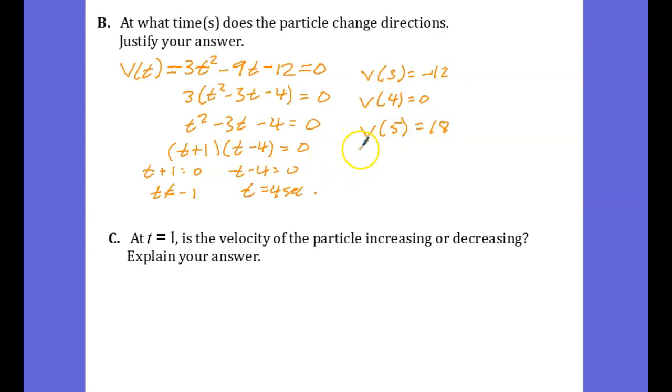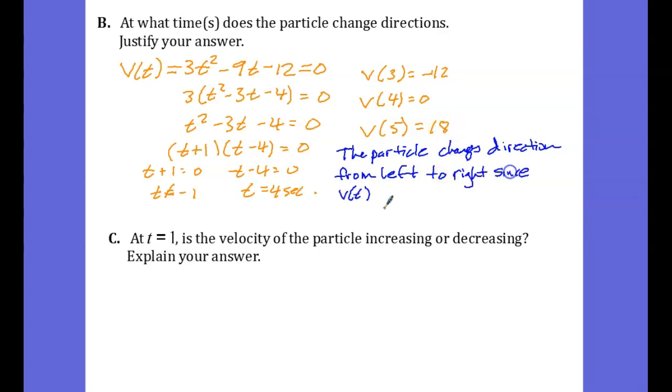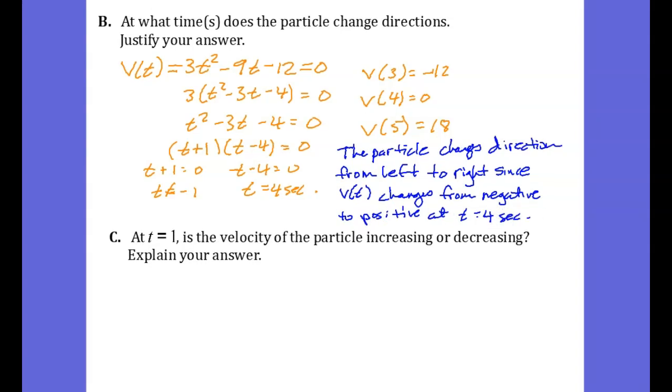So now I think we are ready to provide an explanation. The particle changes direction from, so this is negative velocity. So it starts out, it's going left. So from left to positive velocity, right, since v of t changes from negative to positive at t equals 4 seconds. Now let's take a look at part C.